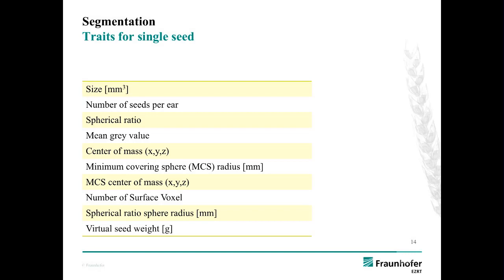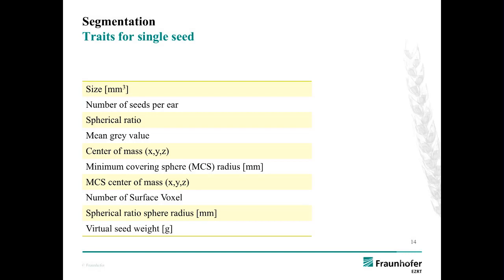Then you get the minimum covering sphere radius, which gives you the radius of the maximum diameter of the seed, and also the center of mass of this minimum covering sphere. So you know if the seed is stretched and has a different center of mass than the center of mass of the seed without the covering sphere.